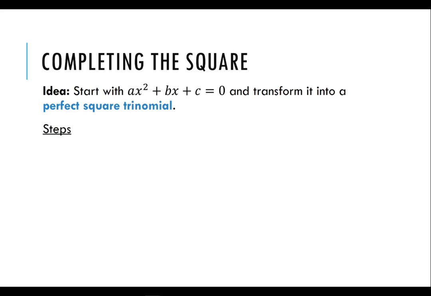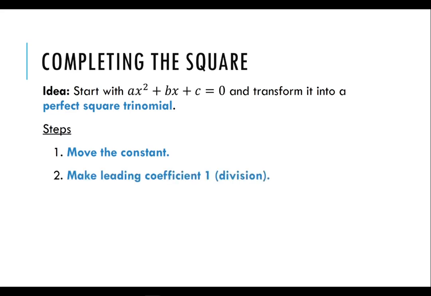So what are the steps? So first off, you would need to move the constant over. So anytime you have a quadratic, you're going to move the c to the other side. Then you're going to make the leading coefficient 1 by dividing everything by whatever a is if a is not 1. Then you're going to add b over 2 squared to both sides. Now when you do this, realize that you're not changing the equation, because equality means that if you do anything to the left-hand side, as long as you do the exact same thing to the right-hand side, you haven't changed the value.